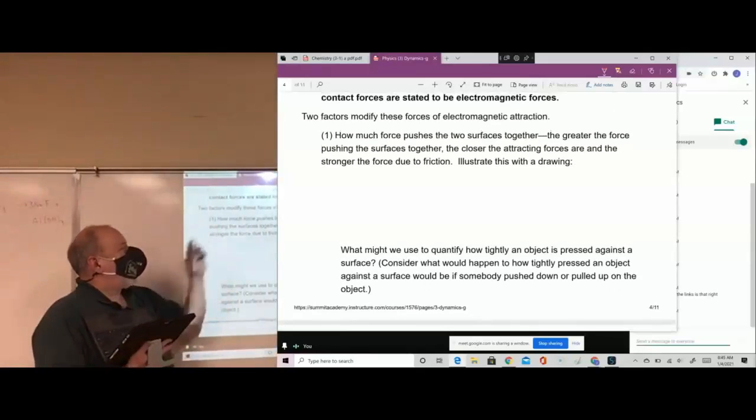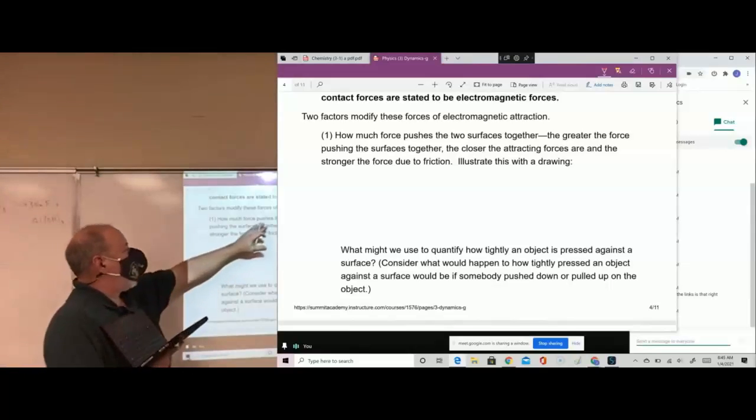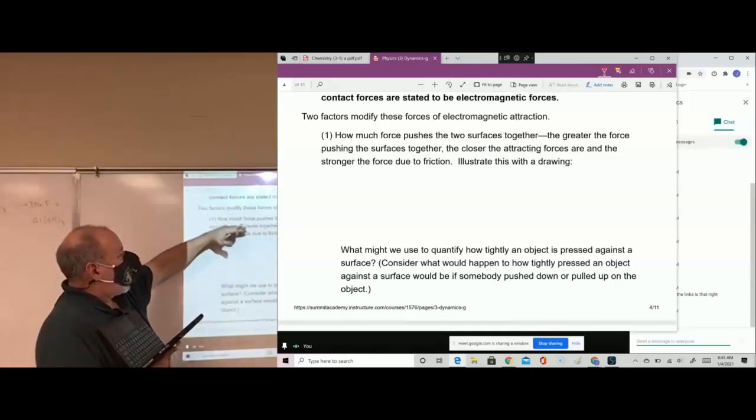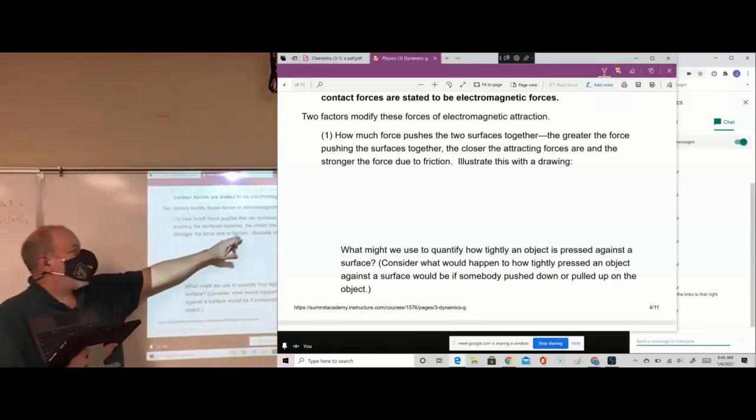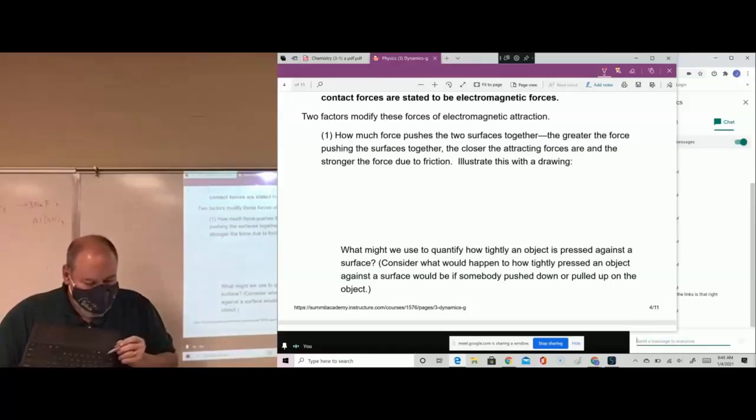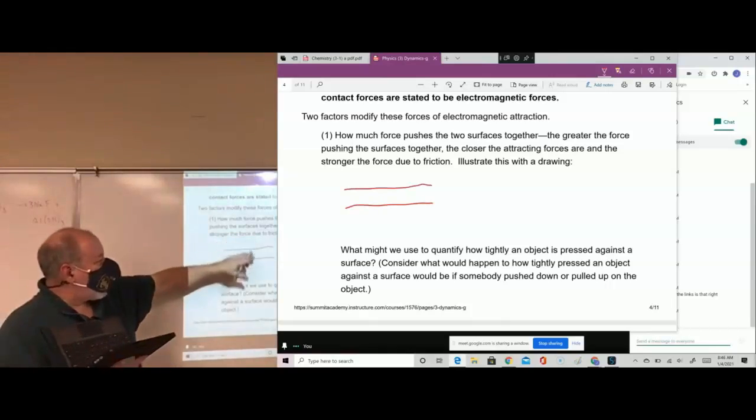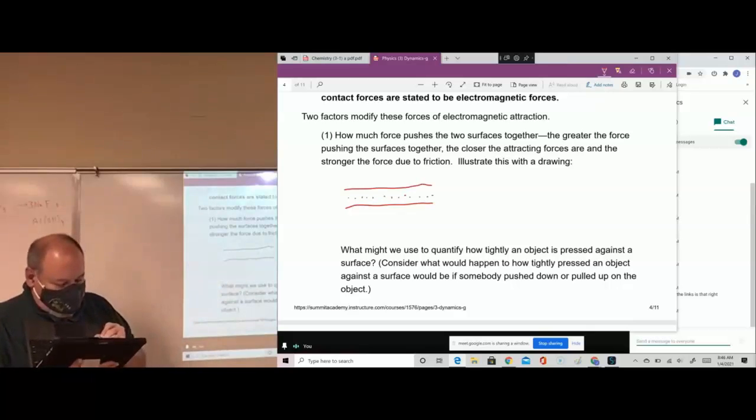Now, two factors modify how these forces of electromagnetic attraction occur, how strong they are. How much force pushes the two surfaces together is one thing. The greater the force pushing the surfaces together, the closer the attracting forces, and the stronger the force due to friction. So I'm just going to pretend that we don't have very much force acting here, and so the forces of attraction are not very strong here. These little dots are representing the forces of attraction.